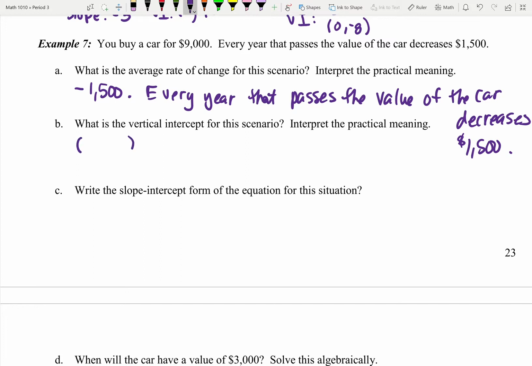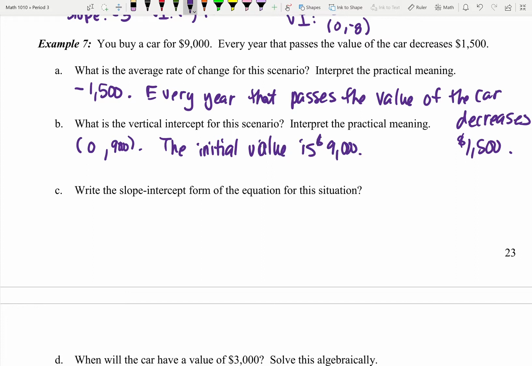Everybody do an ordered pair. Vertical is y. That means the x is a 0. Someone tell me what the other number is. It is 9,000. What does that mean? The initial value, no time has passed, is $9,000.